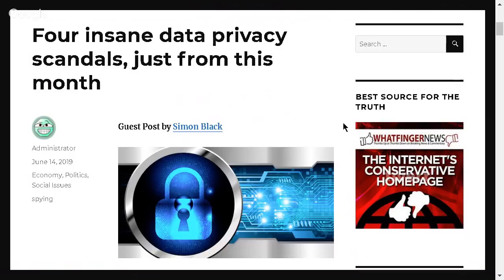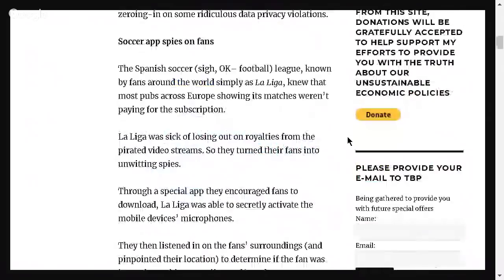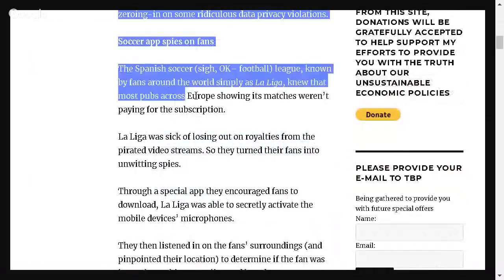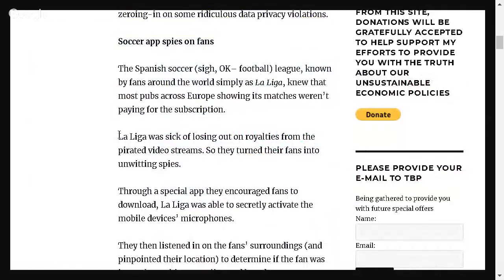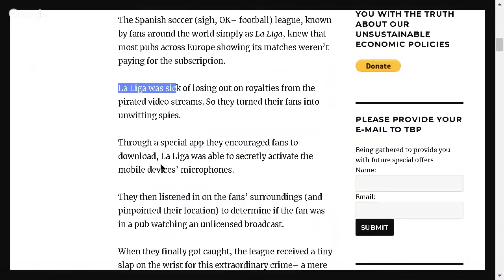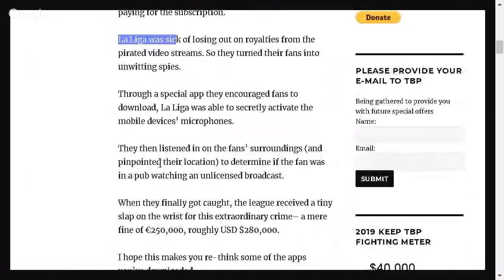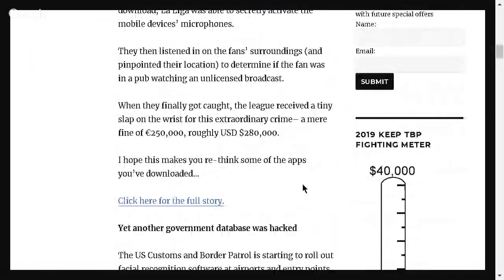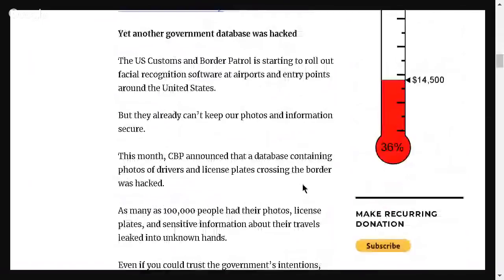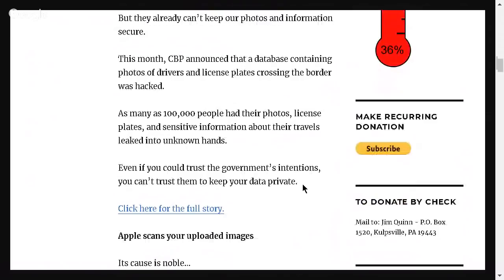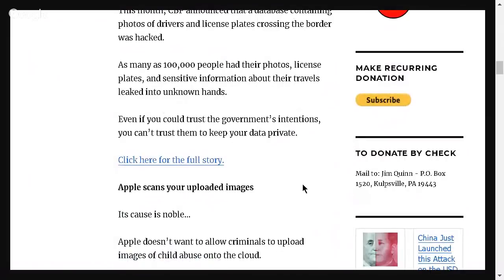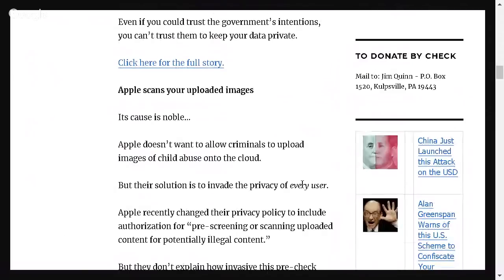Anyway, 4 insane data privacy scandals just from this month. So there's a soccer app that's been spying on the fans. La Liga was trying to spy on people by turning on their microphones and figure out who's viewing pirated streams. U.S. Customs and Border Patrol, who's been scanning faces and license plates crossing the border, had their database hacked. Well done there, government. We always love when you waste billions of dollars.